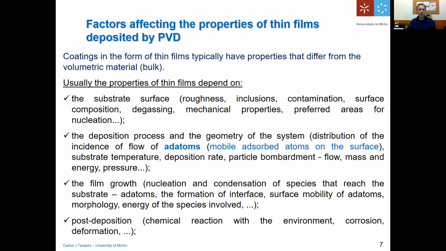Some factors that affect the properties of thin films can be related, for example, to the substrate roughness. If you want to make a very thin film, for example, optical films for lenses, then the substrate has to be really very flat. Otherwise, if you have roughness, this will impact the reflectance of the surface. So you have to check the substrate for roughness, inclusions, contamination, and surface composition.